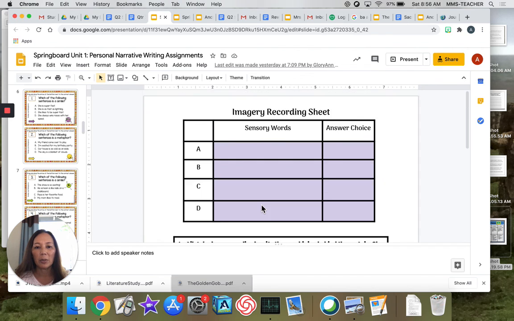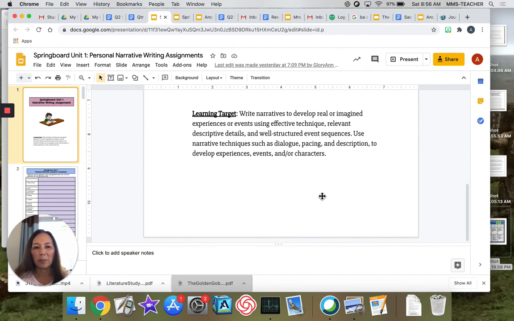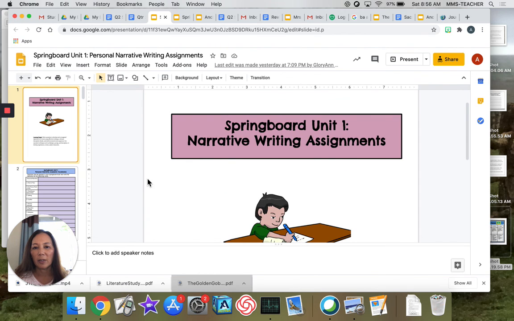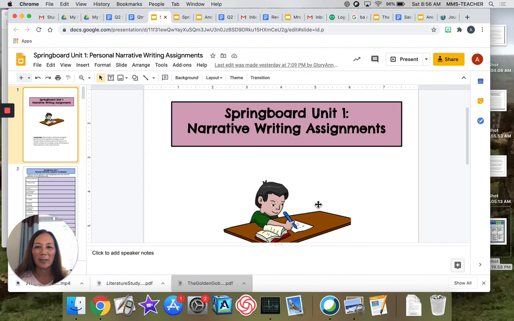Okay, so this is a great unit in writing, and I look forward to reading your narratives and finding out all the interesting things that have happened in your life so far, and how it has affected you or changed you or helped you learn something.